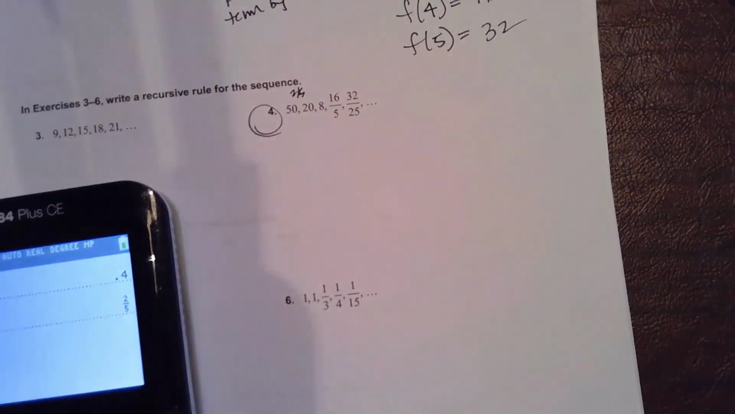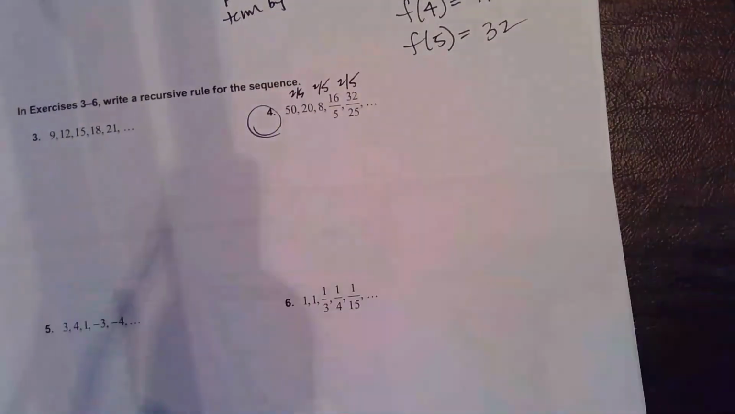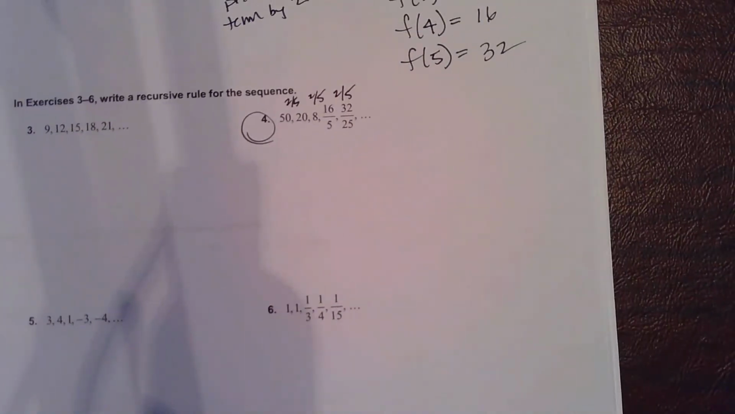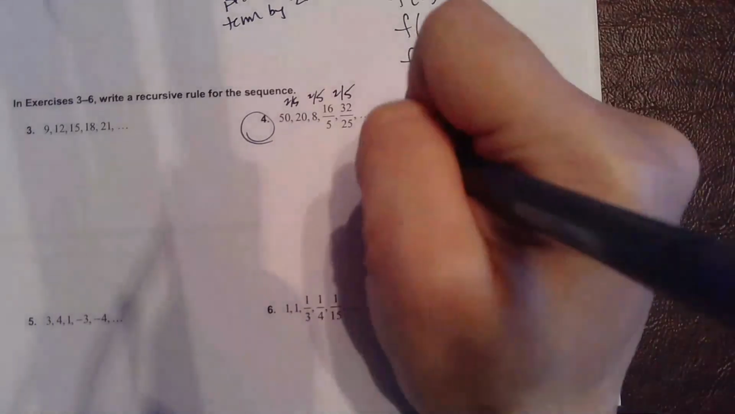Okay, and then I'm going to do 8 divided by 20, and I get 0.4, or in other words, 2/5. So what I noticed is that I'm multiplying by 2/5 every single time. So I know this is going to be a recursive rule that's geometric.